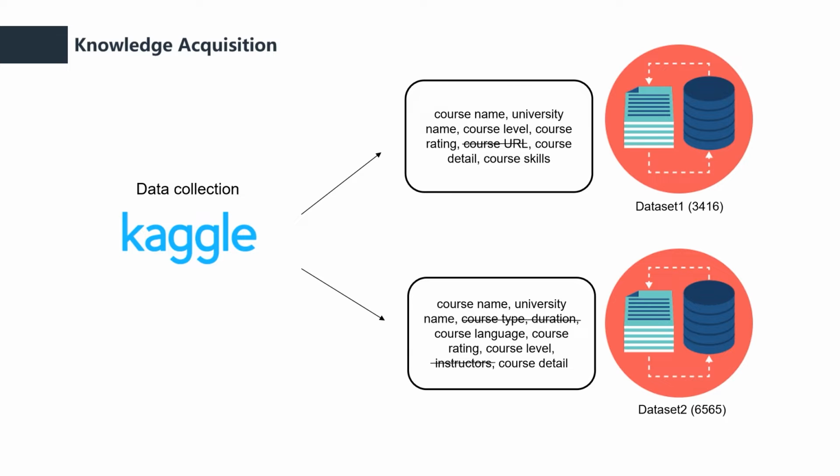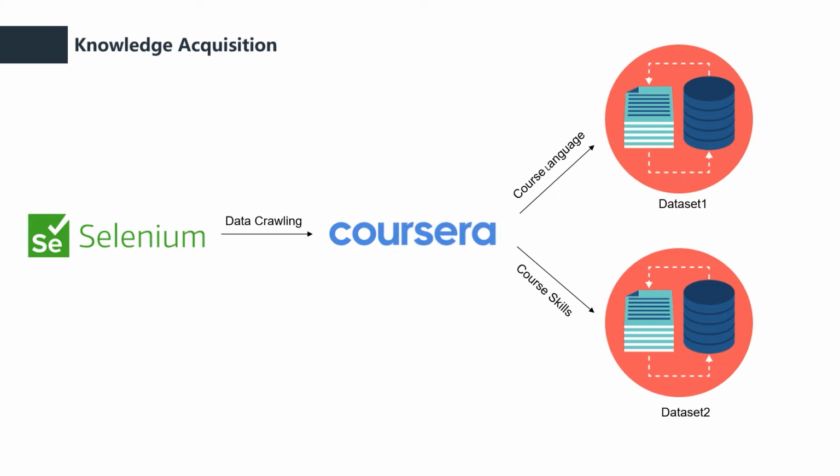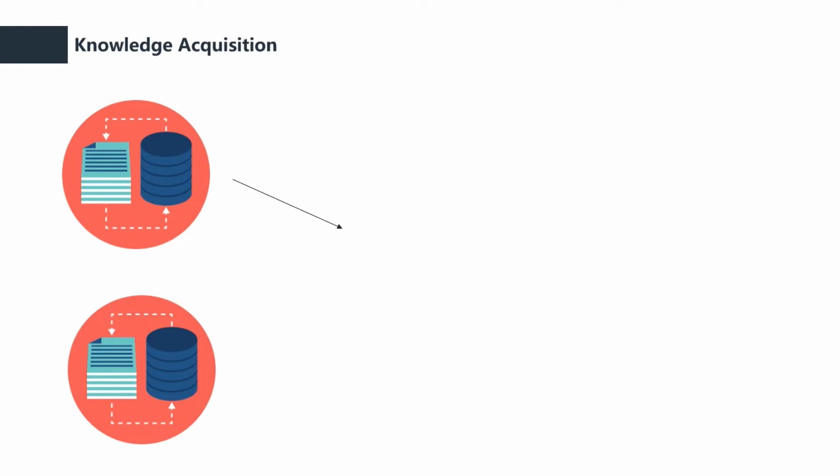In order to combine these 2 datasets together, it was necessary to crawl the course language of dataset 1, course skills of dataset 2. We used Selenium to automatically crawl the data from Coursera and store in the dataset. After that, we combined these 2 datasets.